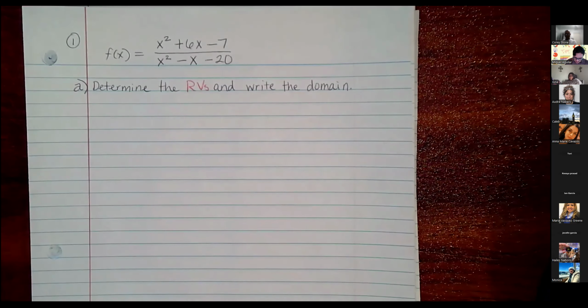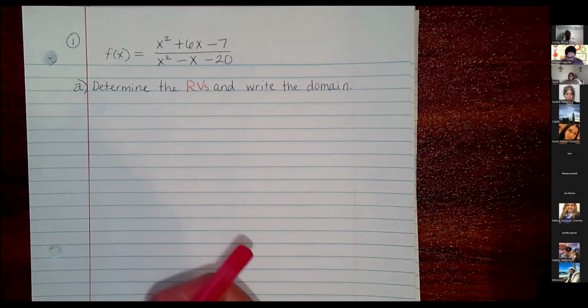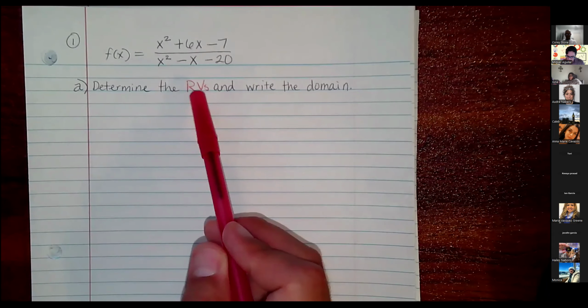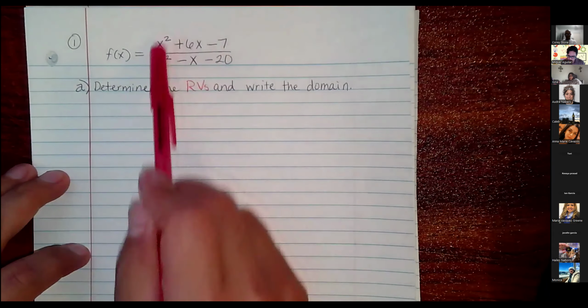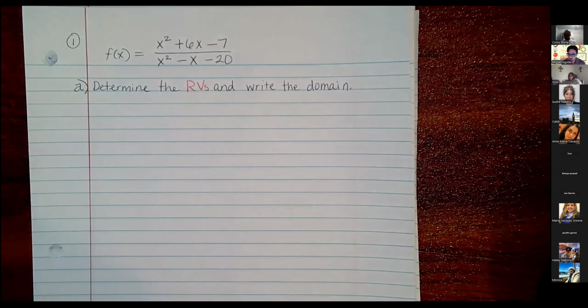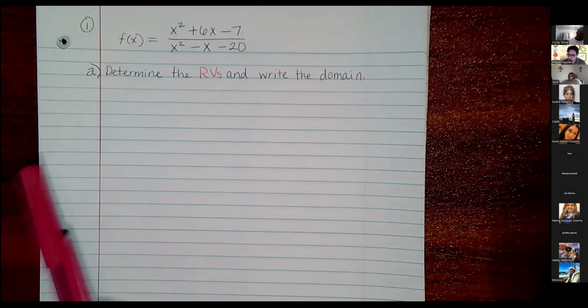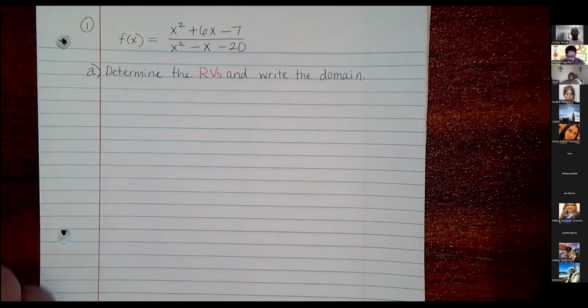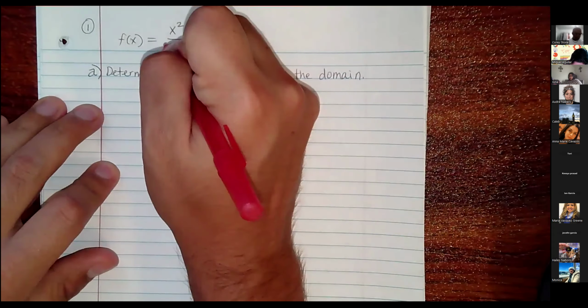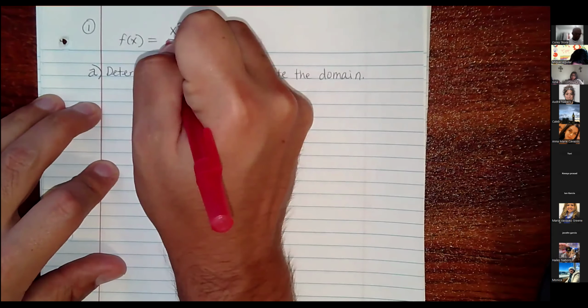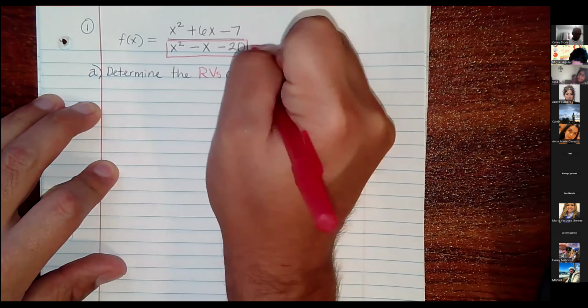So here, you have to be able to remind yourself, how do I find the restricted values when I'm given a rational expression or a rational function? What do I need to look at? Which part of the equation? Which part of the function? The denominator. The denominator is exactly right. So for the restricted values, I only care about the denominator, okay?